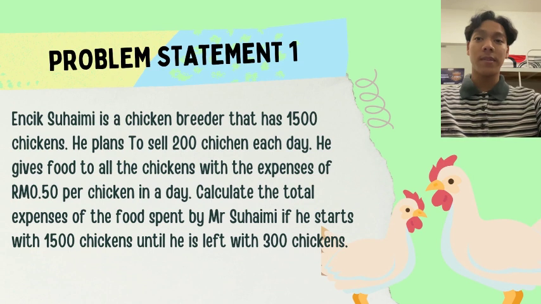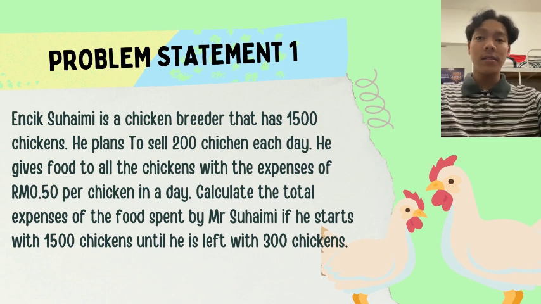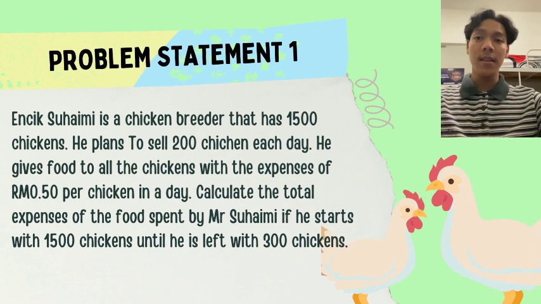Problem statement 1. Encik Suhaimi is a chicken breeder that has 1,500 chickens. He planned to sell 200 chickens each day. He gives food to all chickens with the expense of 50 cents per chicken in a day. Calculate the total expense of the food spent by Mr. Suhaimi if he starts with 1,500 chickens until he is left with 300 chickens.